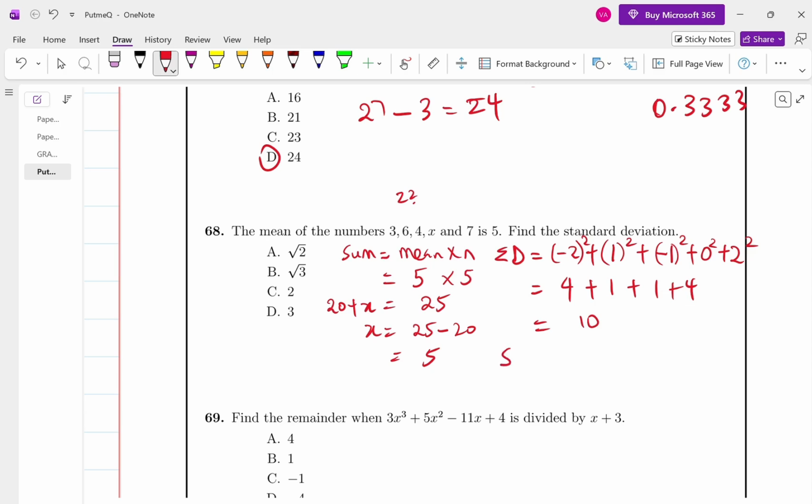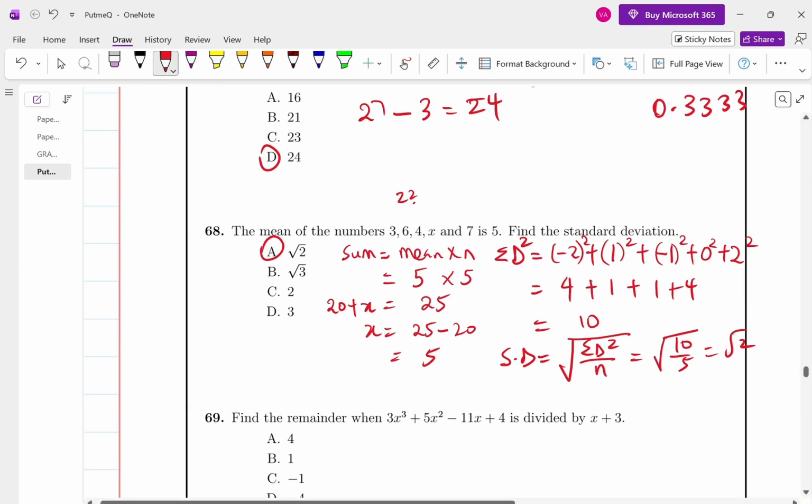Now, standard deviation is the square root of the sum of deviations squared, divided by how many numbers there are. So this is square root of 10 over 5, which is square root of 2. So the answer is A. All right, so we found that. The next one is question 69.